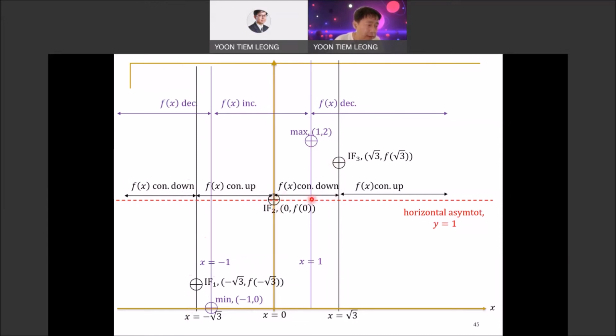Right? So this is again the same information that I already explained to you in the previous slides when we analyzed the sign of f prime prime. So again, when x is larger than square root of 3, then in this region onwards, the concavity is up because the f prime prime is positive. At the same time, also we have a horizontal asymptote where y equals to 1.